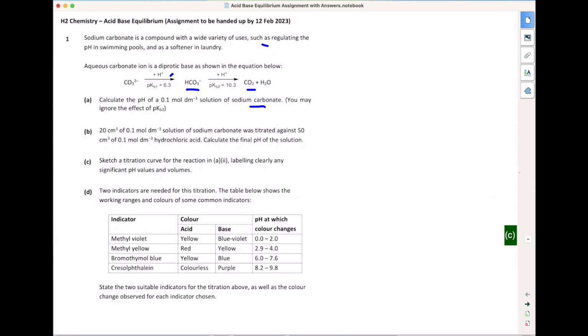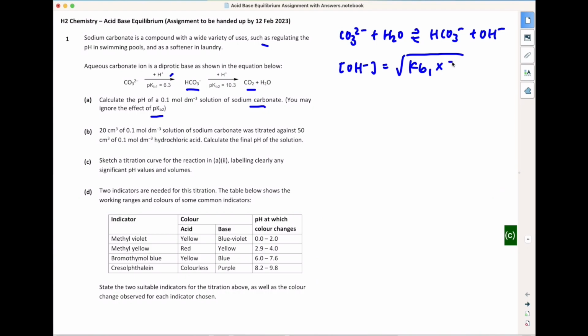So actually you're only using carbonate plus water to give you HCO3- plus OH-. So carbonate is a base. Since it's a weak base, we apply this formula: the concentration of OH- equals the square root of Kb. In this case it's Kb1, since they say ignore Kb2. So Kb1 times the concentration of carbonate.